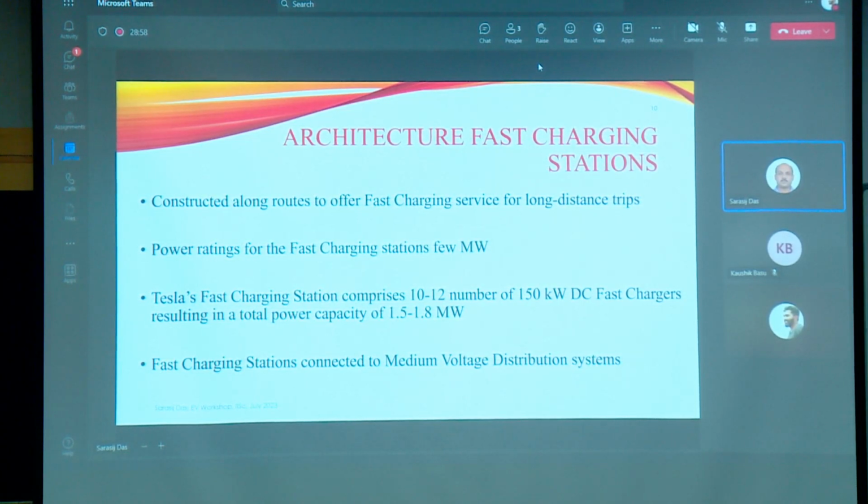Usually the power ratings of these fast charging stations can be a few megawatts. As an example, Tesla's fast charging station comprises 10 to 12 150 kilowatt DC fast chargers, resulting in a total power capacity of 1.5 to 1.8 megawatt. This is just one example, and this much high power you cannot connect to a low voltage distribution system. So usually these fast charging stations should be connected to medium voltage distribution systems.